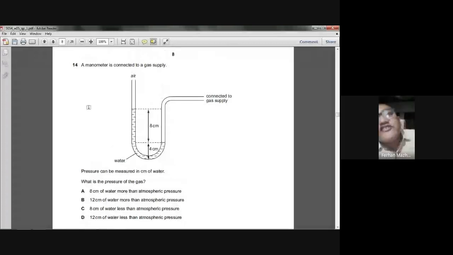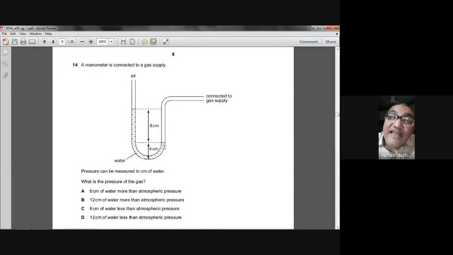A manometer is connected to a gas supply. Pressure can be measured in centimeter of water. What is the pressure of the gas? Okay, so here you have connected the gas cylinder. Here the gas supply is, and here we have the atmosphere, and this is the level of the water. Here you see the level of the water is lower. Here the level of the water is higher.